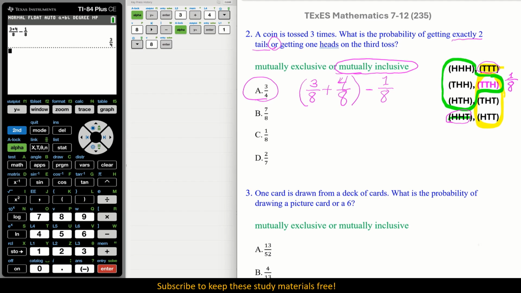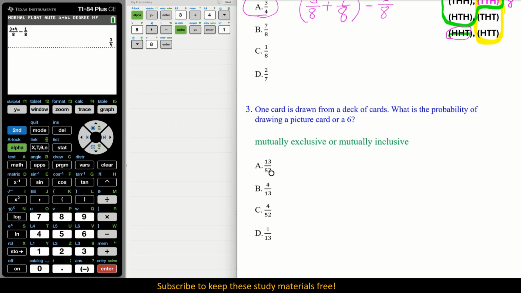Okay. All right. So let's look at number 3. One card is drawn from a deck of cards. What is the probability of drawing a picture card or a 6? Okay. Now we have to think, do we have repetition? No, we do not. 6 is completely different. Any number is 6. There are 4 6s in a deck. They are not picture cards. So there is nothing to take out.